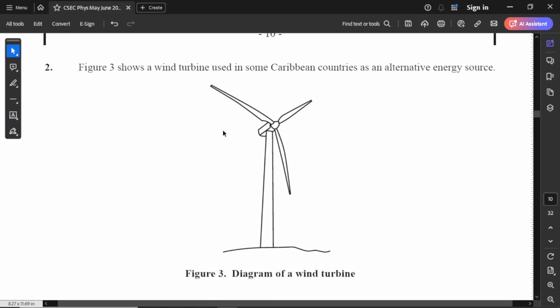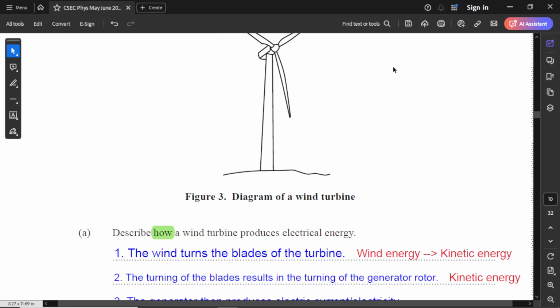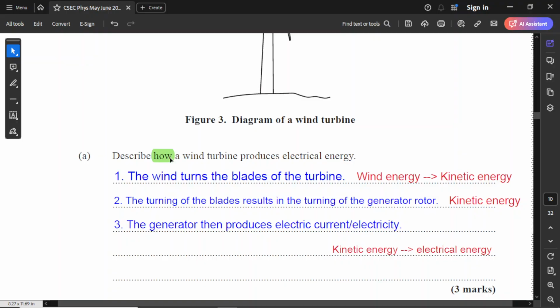All right, question number 2 is a figure 2. Sorry, this is figure 3 actually. Figure 3 shows a wind turbine used in some Caribbean countries as an alternative energy source. All right, and so there is a wind turbine right there. So part A, describe how a wind turbine produces electrical energy.